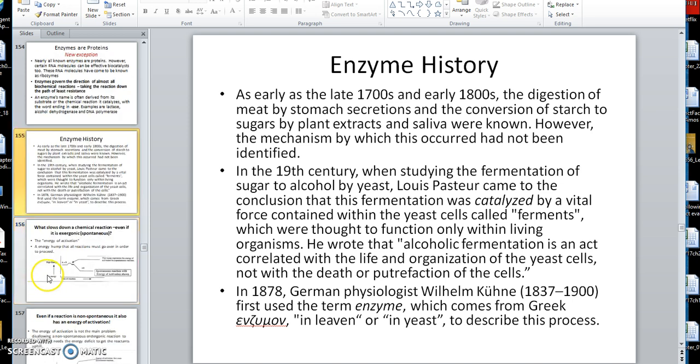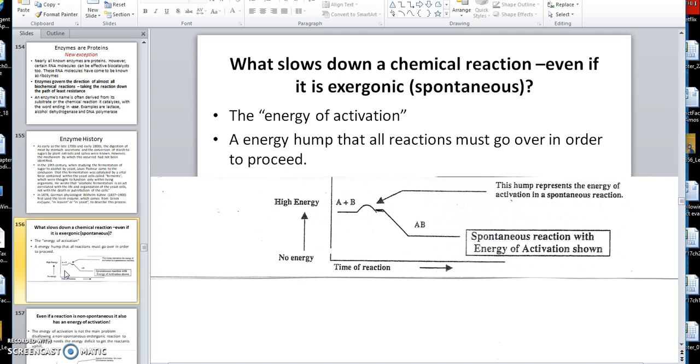All right. How do enzymes work then? What they do is they lower something called the energy of activation. Now, you're going to have to go back to my A&P 1 when I talked a little bit about thermodynamics. So here's a graph that I've made, no energy to high energy. So on this y-axis is energy. Here is time of reaction.